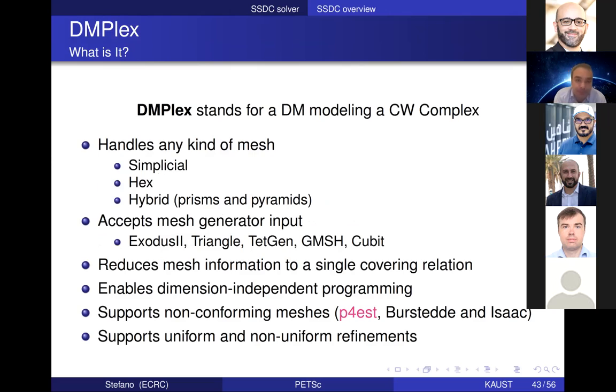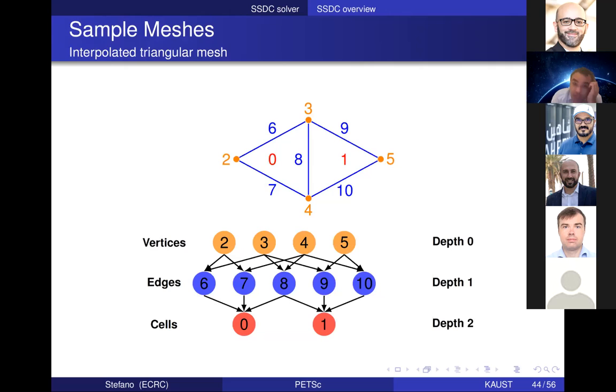Plex is a class that handles any kind of mesh, so simplicial, hexahedral, hybrid meshes. A lot of effort has been put into DMPlex in recent years, but the great thing about Plex is that it really enables dimension-independent programming when you want to traverse the mesh and the various entities of the mesh to construct your discretization, and it also supports non-conforming meshes through p4est. So this is how a mesh in Plex looks like.